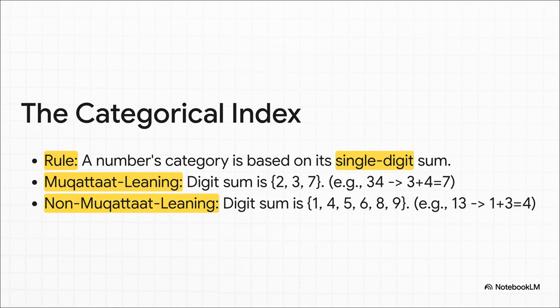So for example, take the number 34. It's not just 34 anymore. You add its digits, 3 plus 4, and you get 7. Since 7 is one of our M numbers, we now say that 34 is mukataat leaning. Same thing for 13. 1 plus 3 is 4, so 13 becomes non-mukataat leaning. See? Every number now has a team.